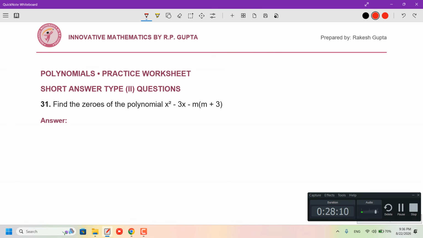Find the zeros of the polynomial. So zeros of the polynomial x square minus 3x minus m square minus 3, यही है ना. So zeros of the polynomial means alpha plus beta and alpha into beta. Find the zeros of the polynomial. और ये m है? No, it's wrong.